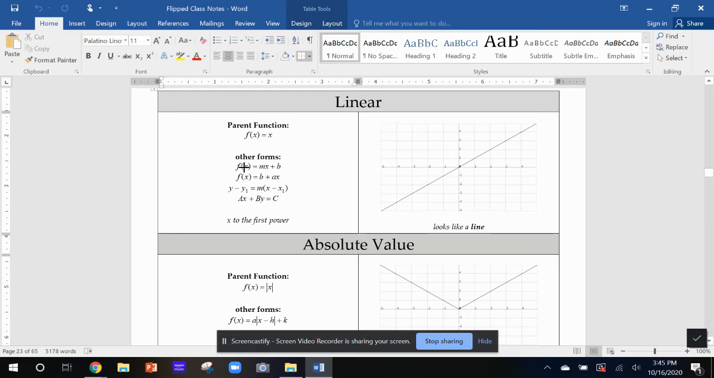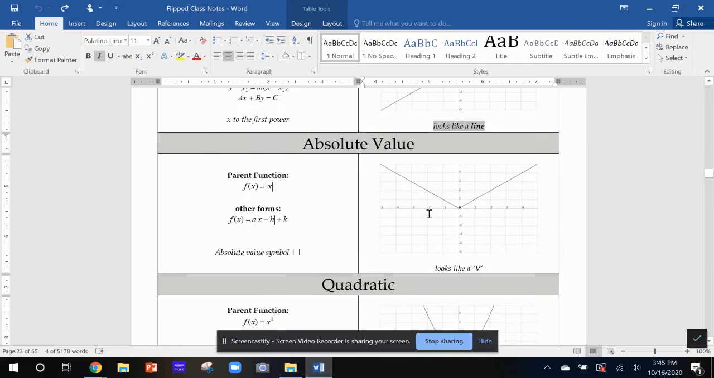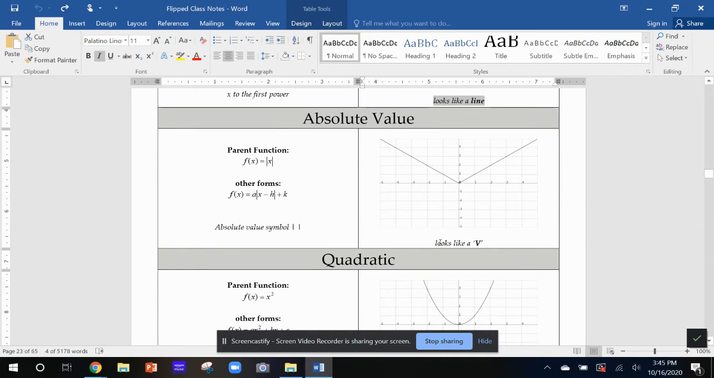You might see this f of x here as we go through. So f of x and g of x are just different names, but they just mean y. On the right-hand side is where I talk about what the graphs look like. And a linear function obviously looks like a line. It's pretty easy to determine. But for each one of these, I tell you what the graph is going to look like. Now, it could be upside down. It could be moved around the graph a little bit. But this, in general, is what the graph's going to look like.